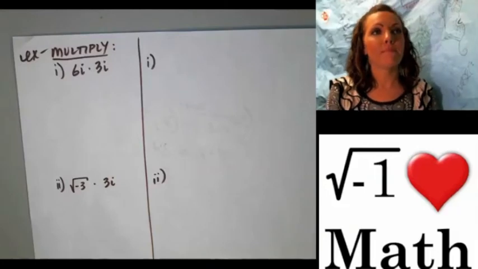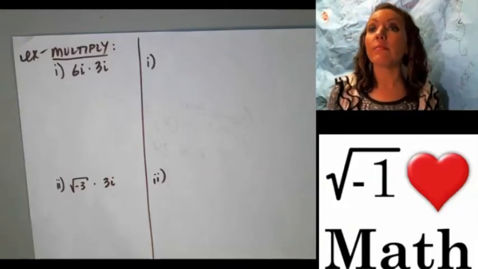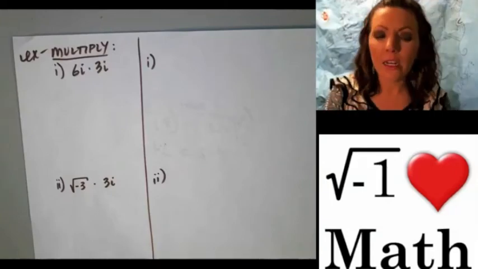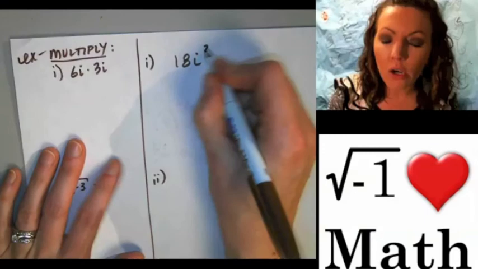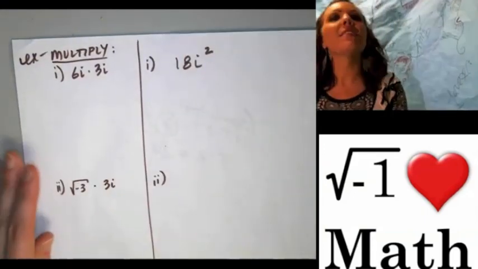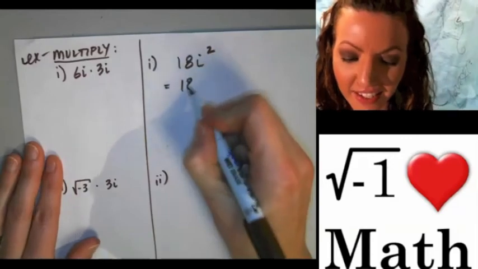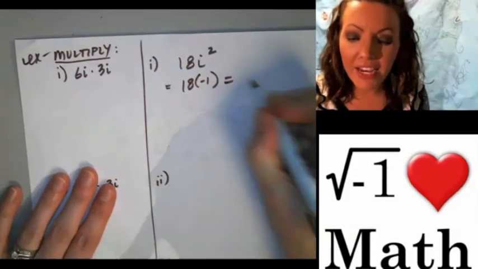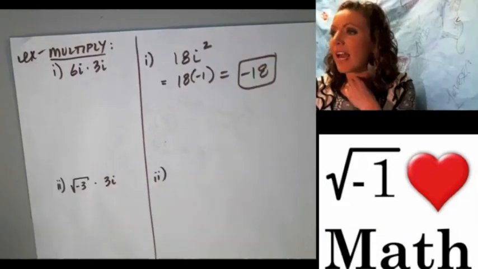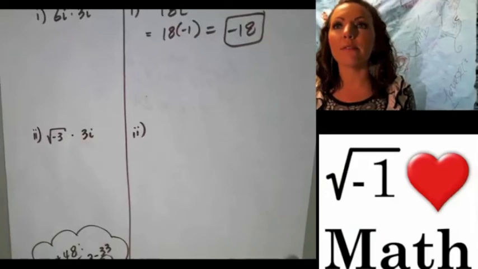Okay, here we go. 6i times 3i. 18. Is it just 18i? What's squared? Good. Okay. And what does i squared equal? Negative 1. So 18 times negative 1 is negative 18. Again, the end. Don't overcomplicate. All right. Last example.